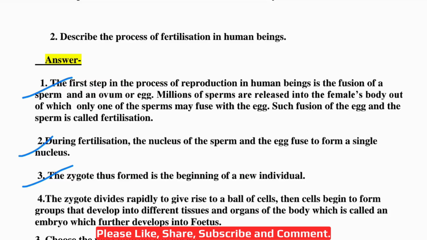When the fusion takes place, the zygote will form. Then the zygote will divide rapidly to give rise to a ball of cells. Then cells will begin to form groups and develop into different tissues and organs of the body of the baby, which is called an embryo, which further develops into a fetus. So the stages, if we see, are first zygote, then embryo, and then fetus, and after that a baby.